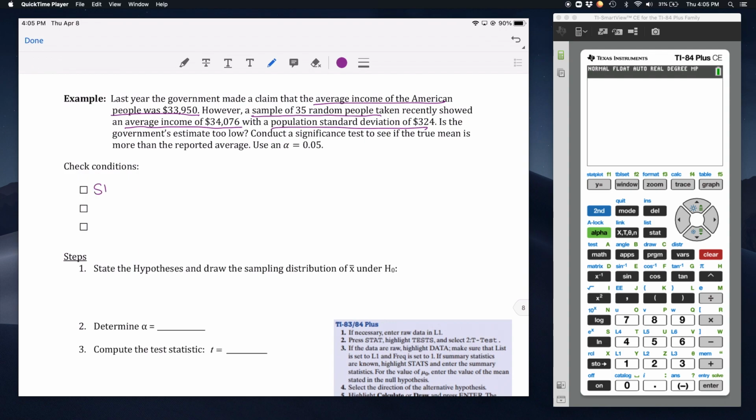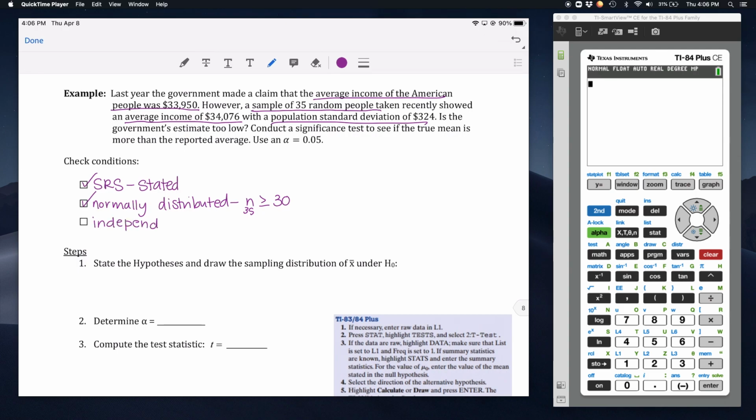So the first thing I want to check is simple random sample. And here it was stated to be a sample of 35 random people, so we're good there. The next thing is we either want to know the underlying population is normally distributed and there's no outliers, or we've got, so I'll just say maybe normally distributed. But in this case, since we don't know that, since we have n greater than or equal to 30, right? Our n is 35. We're all set there.